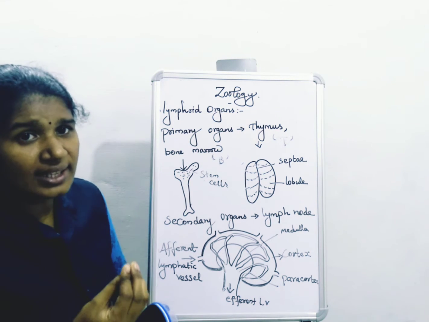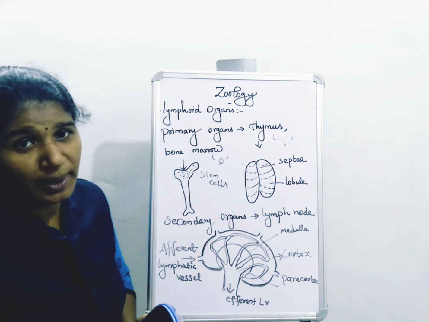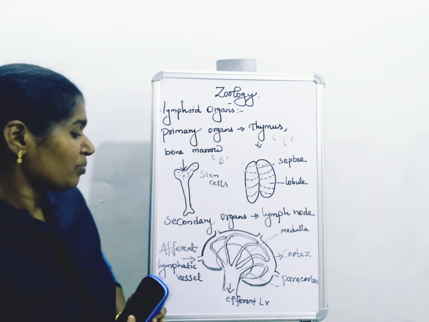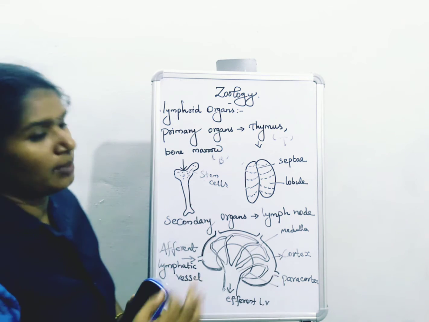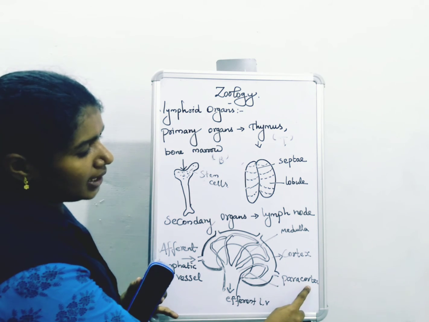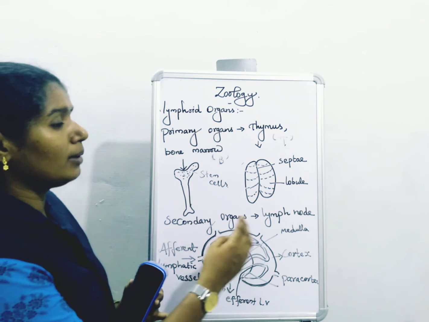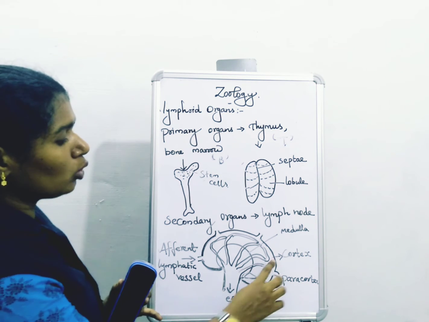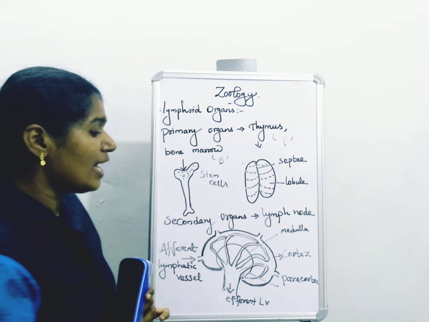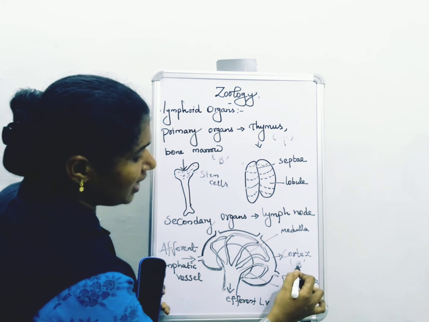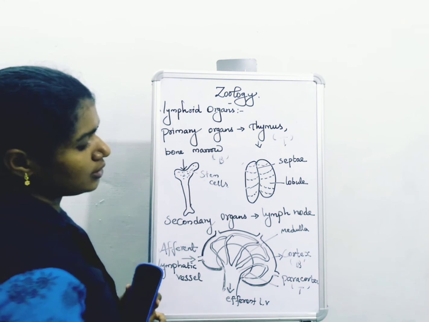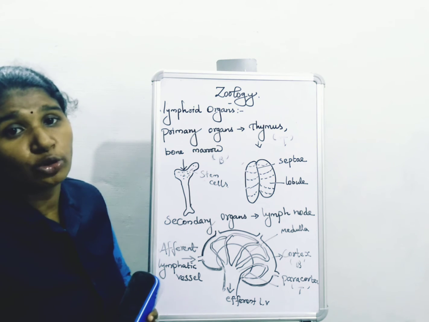Lymph is a colorless, very transparent fluid. It contains a large amount of protein. Here, three different regions are present: the outer cortex, the middle paracortex, and the innermost layer called the medulla. The outermost layer, the outer cortex, contains B lymphocytes. And the paracortex contains T lymphocytes. Normally it contains lymphocytes and macrophages.